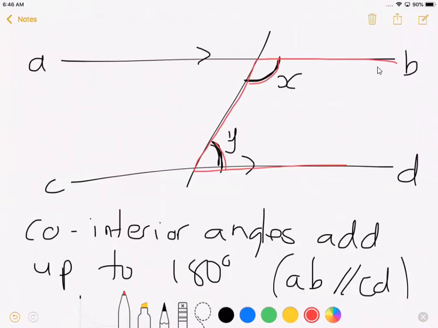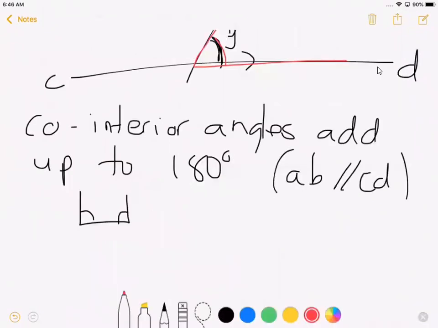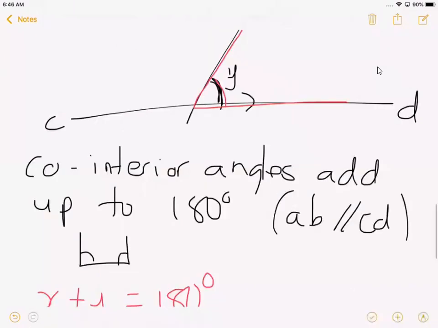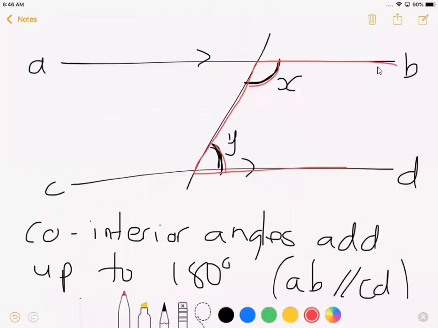So if you say X plus Y, you must get what? 180. X plus Y should give you 180 degrees because they are co-interior angles. And these ones also, they are co-interior angles.